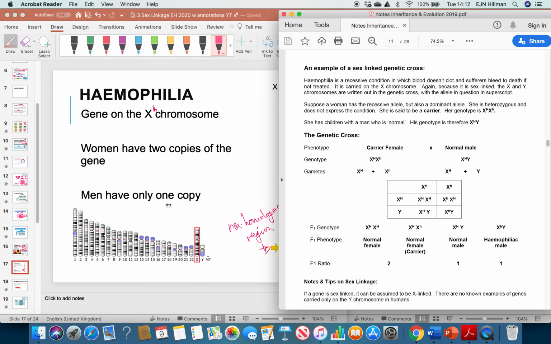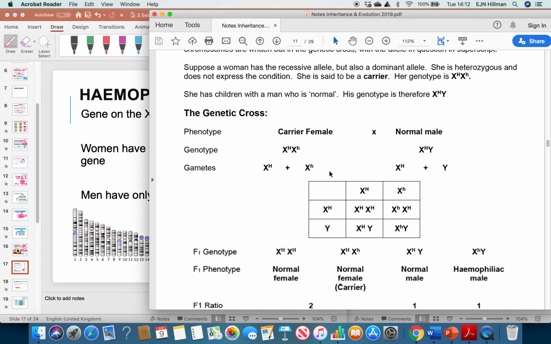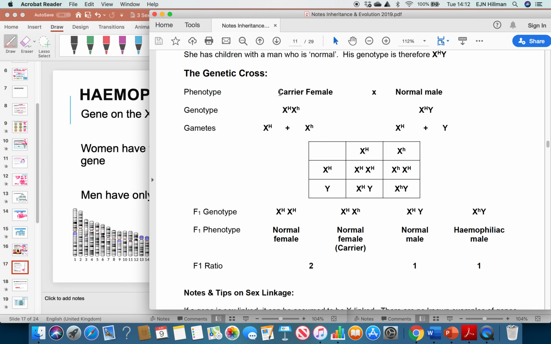So if we just have a look at the notes, you can see in the notes a genetic cross. A carrier female has one dominant allele and one recessive allele on her X chromosomes, and a normal male. The gametes, as we showed before, in the Punnett square or genetic cross diagram, show we'd have one normal female, one carrier female, one normal male, and one haemophiliac male.